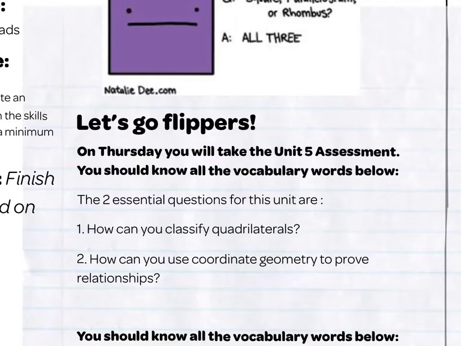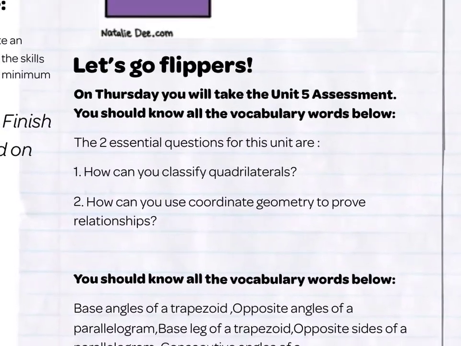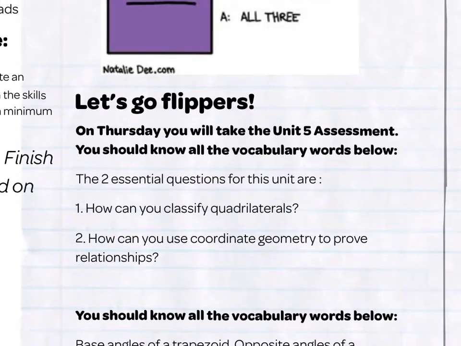On Thursday, again, you're going to take your unit test, and you should know all the vocabulary words that are listed below. We're going to see those in a moment. Let's just talk about these essential questions first. The essential questions that you're going to have to answer for this unit are, one, how can you classify quadrilaterals? That's a big overarching idea.